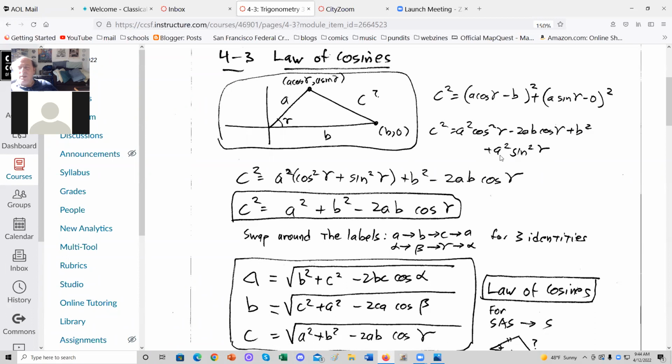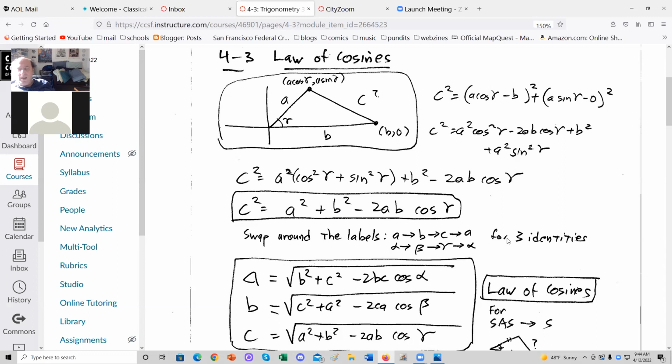Now, of these two terms, a squared cos squared gamma and a squared sine squared gamma, have a common factor of a squared times cos squared gamma plus sine squared gamma, that plus b squared minus 2ab cos gamma. Now, cos squared plus sine squared is always equal to 1. So this simplifies to c squared equals a squared plus b squared minus 2ab cosine gamma. And you can take a square root, and c equals root a squared plus b squared minus 2ab cos gamma. So that gives you c in terms of a, b, and gamma, a side angle side problem.